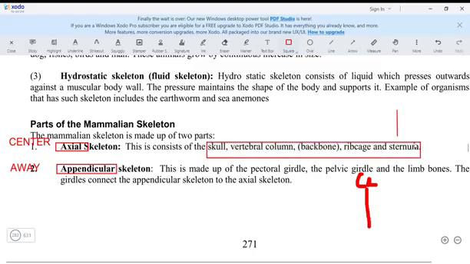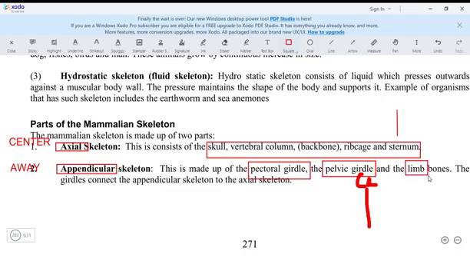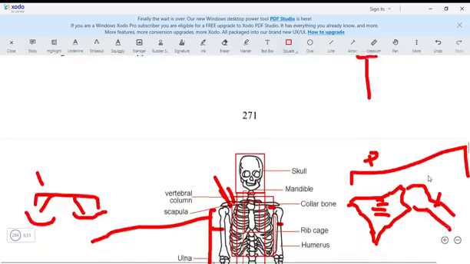Sternum is also known as breastbone. The appendicular skeleton, we have talked about the pectoral girdle, that's found at the hand region. Pelvic, found at the waist region, the pelvic girdle. Then limbs. As I said, the forelimbs and the hind limbs, talking about the hand and leg bones. So that's for the appendicular skeleton.